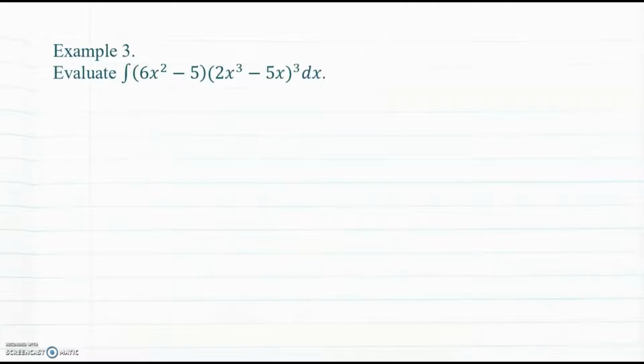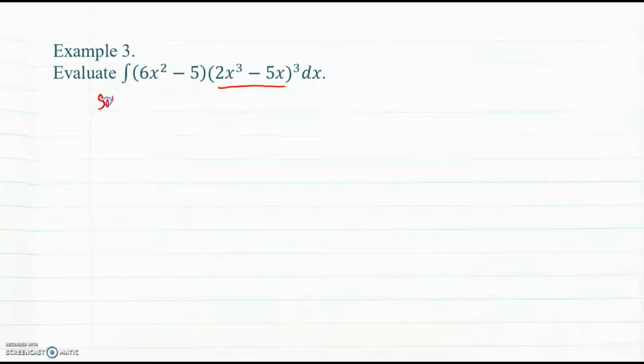Okay, let's have example 3. Here, evaluate the indefinite integral of 6x squared minus 5 times 2x cubed minus 5x raised to 3 with respect to x. Again, identify your u. So if we let 2x cubed minus 5x be our u, then our du will be 6x squared minus 5.